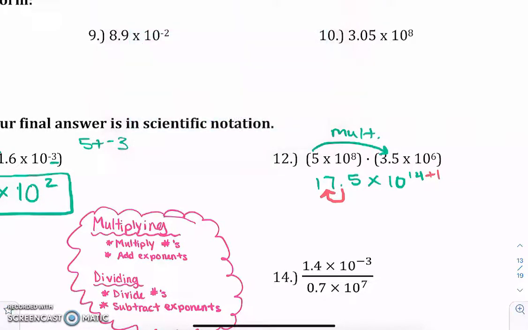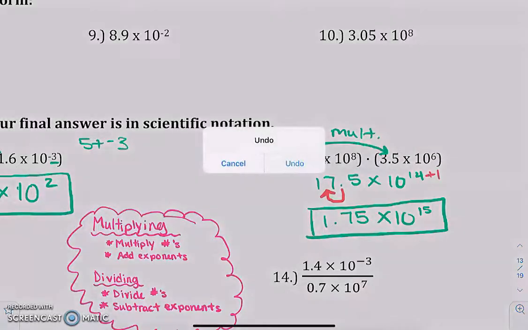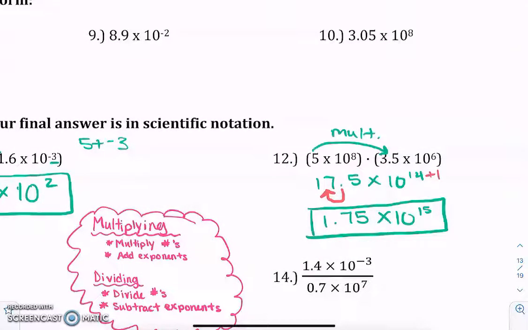I think of it as if it started larger than 1. 17 is larger than 1. You have to make your exponent larger. So this should become 1.75 times 10 to the 15th. But that decimal has to be between 1 and 10. Otherwise, it's not technically in scientific notation.